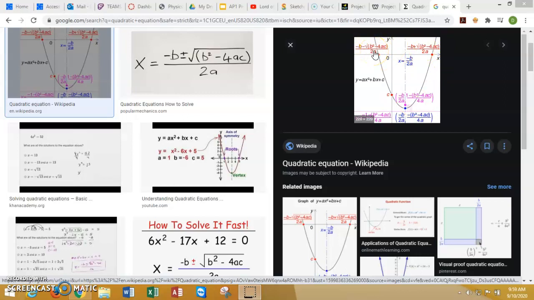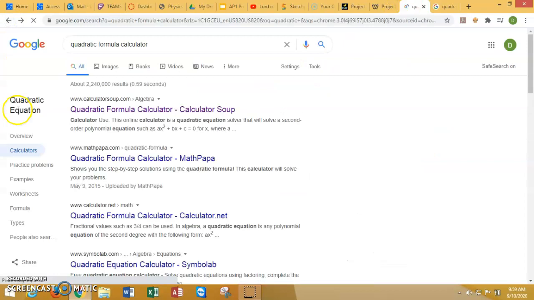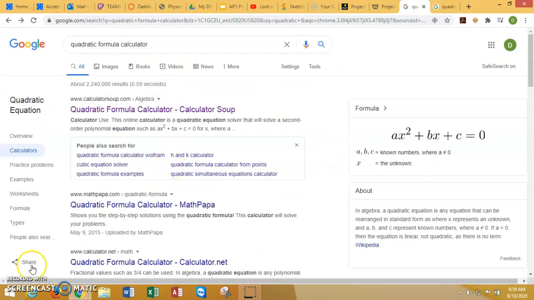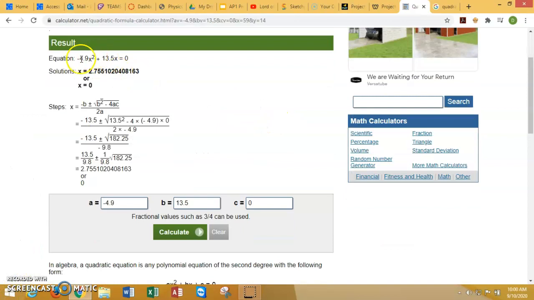I cheat in the sense that I have a little formula built in. I typed it into my TI-83. It's called Quad. It does it for me. One thing that you can do is just Google a quadratic calculator. There's a gazillion of them, and you can use that. This is all up to you. So I just went to some site and I just typed it in, right?